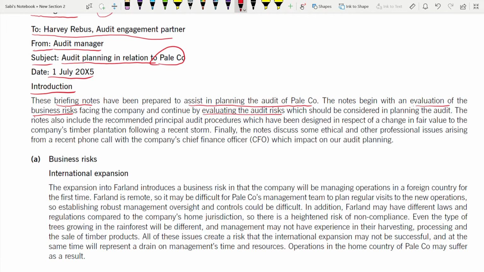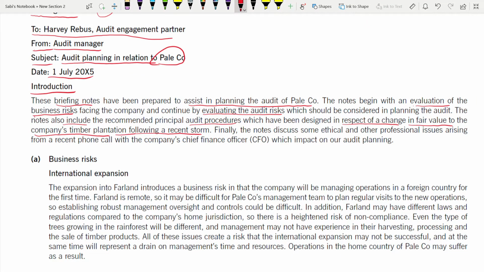And it continues by evaluating the audit risk, which should be considered in planning the audit. The notes also include audit procedures recommended. Wordings here and there you can change according to how you want to write, because the introduction you can write in any way, but these key words have to be there: audit planning, evaluation of business risk, evaluation of audit risk. These things have to be there in the introduction because that's exactly what you're going to do in the briefing paper. Then audit procedures which have been designed in respect of the change in the fair value of the company's timber plantation following a recent storm.